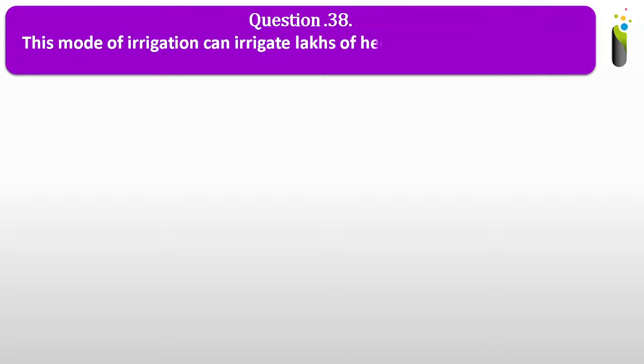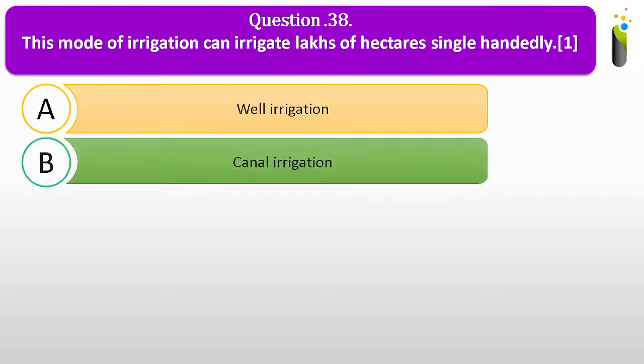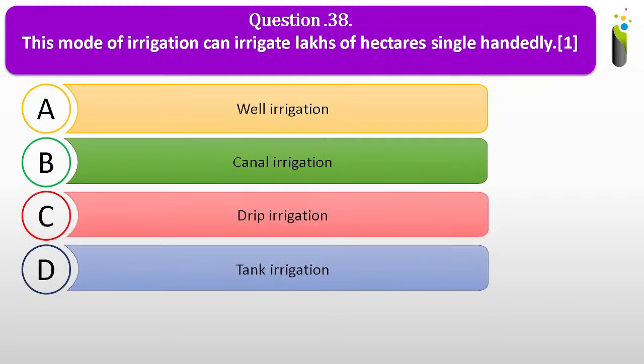This mode of irrigation can irrigate lakhs of hectares single-handedly. A. Well irrigation. B. Canal irrigation. C. Drip irrigation. D. Tank irrigation.